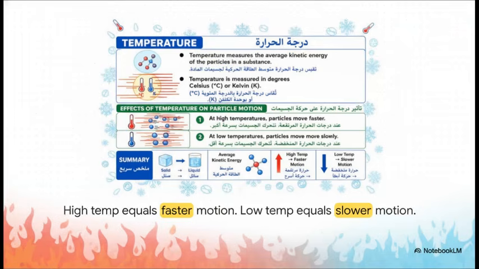Now, what's really interesting about this is how perfectly it visualizes that concept. Look at the top here. At high temperatures, the particles have those long motion lines behind them. They're moving faster. That's high average kinetic energy. Now look at the bottom. At low temperatures, the particles just have these tiny motion lines. They're moving a lot slower, meaning lower average kinetic energy. It really is that simple. High temp equals faster motion, low temp equals slower motion.